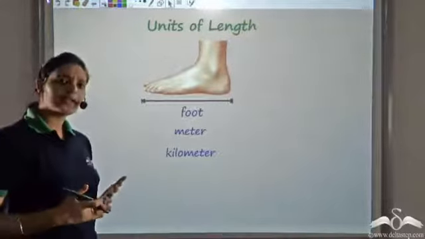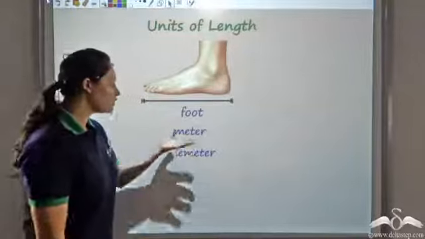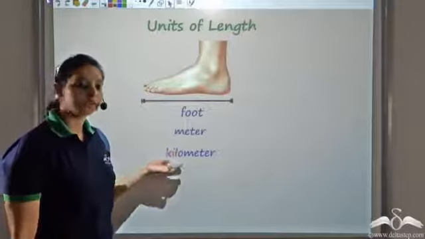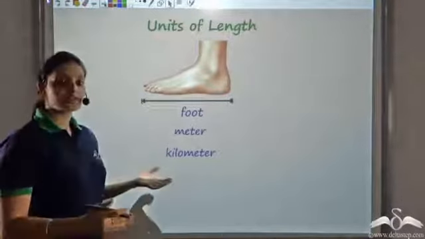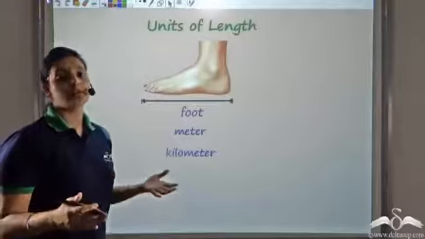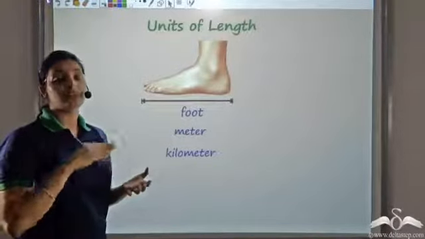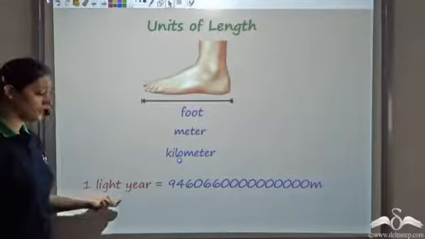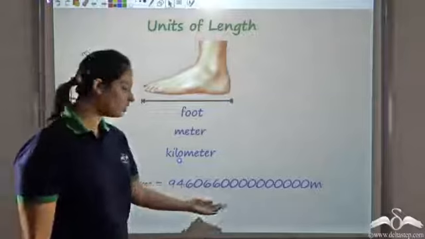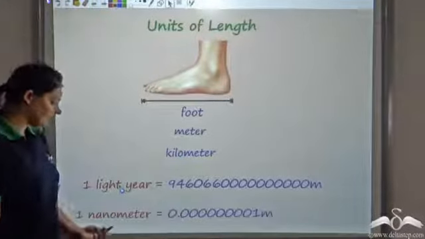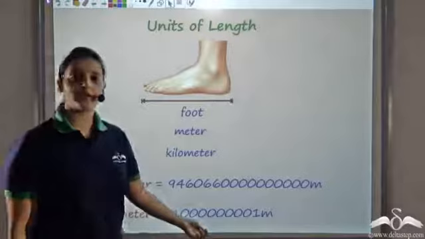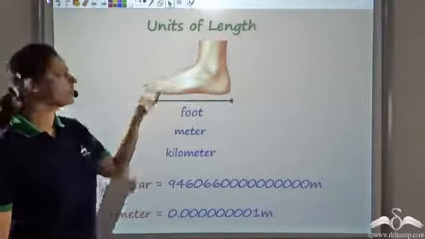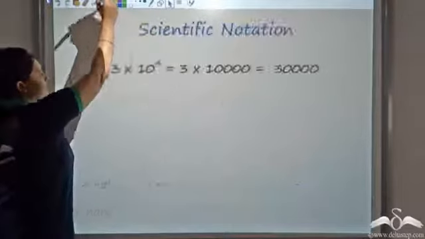And so we needed larger units of measurement. From foot we had meter, from meter we moved on to kilometer, but this was not it. We came across numbers which were much larger or much smaller than ancient people would have even thought of. So we had a light year, which is a very large number. Similarly, we know of a nanometer also, which is a very small unit of length. So we've seen these units of length.